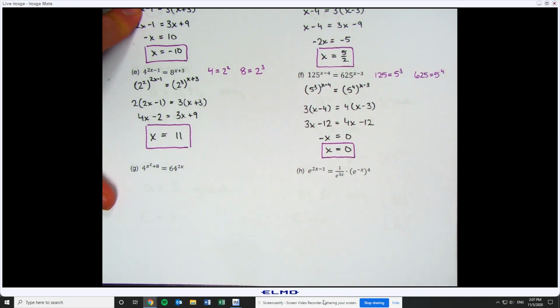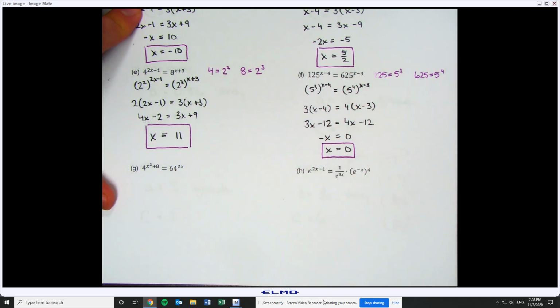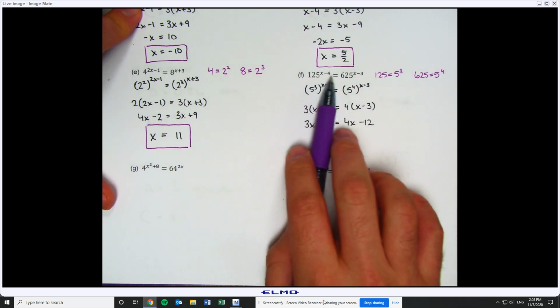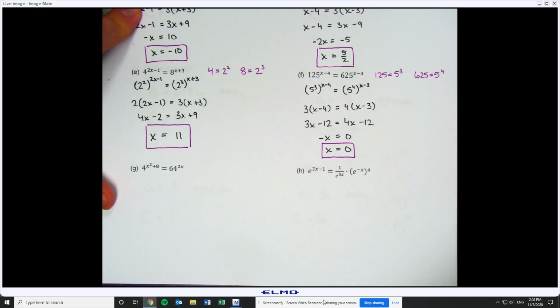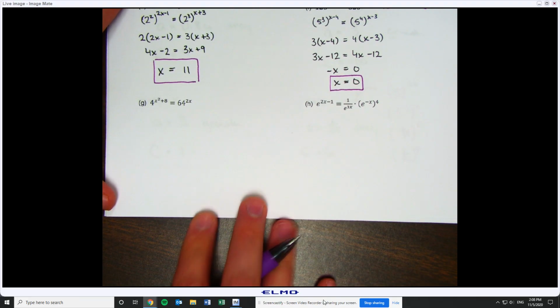So if they don't have the same base, see if you can change the small one into the big one. If it doesn't work, then see if there's a number that can divide both. Okay, moving on to the next one.